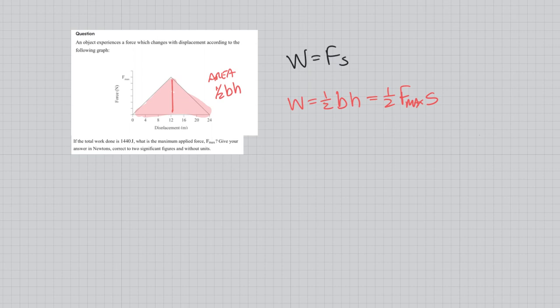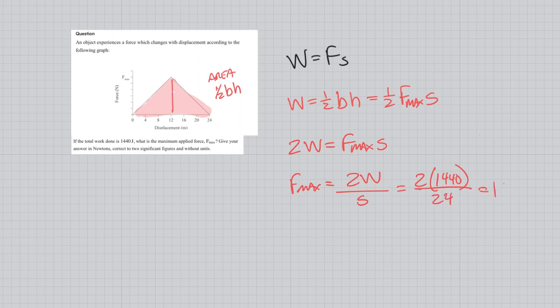So we get 2 times my work equals force max times my displacement, and we get force max equals 2 times my work divided by my displacement. So 2 times 1,440 divided by 24. When I get that, I get 116, which it says just 2 sig figs and without units. So that's going to round up to my force max of 120.